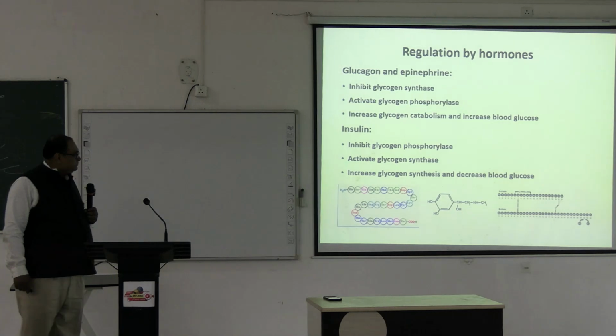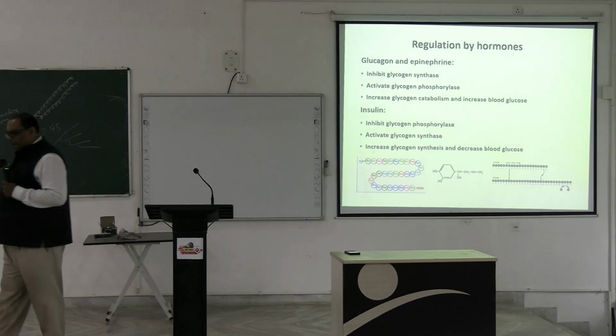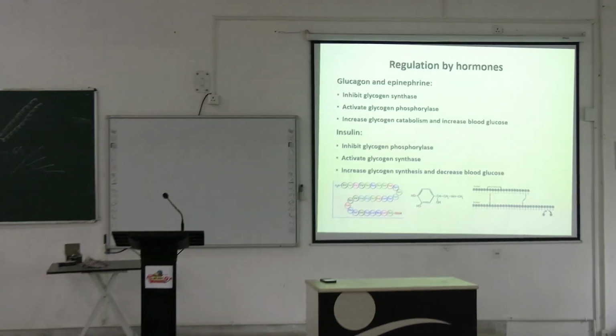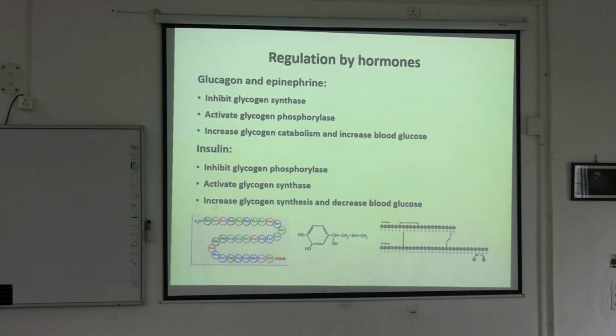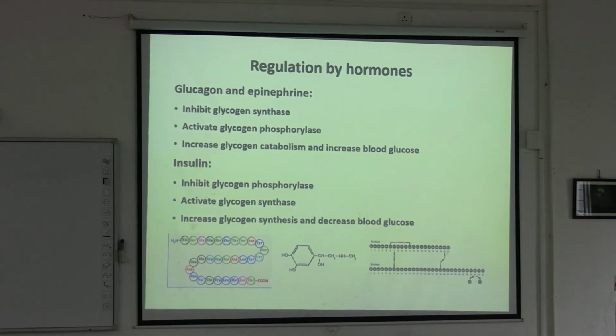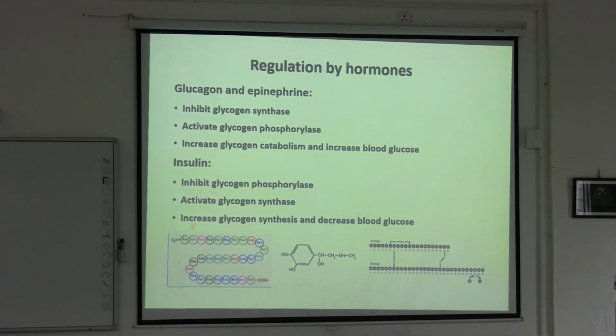Now, effect of glucagon and epinephrine. What is glucagon and what is epinephrine? Can you tell me which organs they are secreted from? Which glands? Glucagon from the pancreas, epinephrine from the suprarenal glands or adrenal glands, correct?